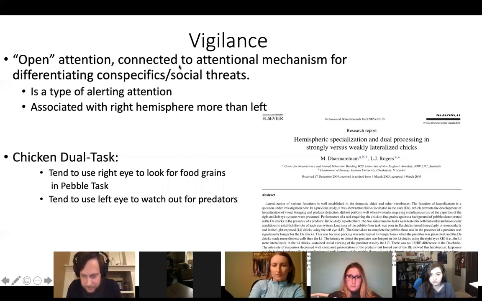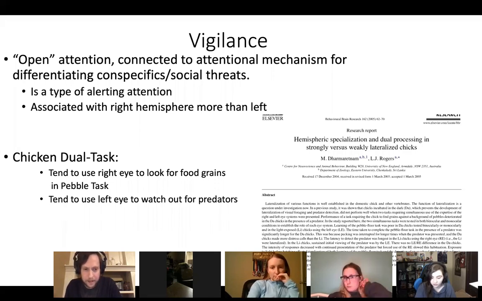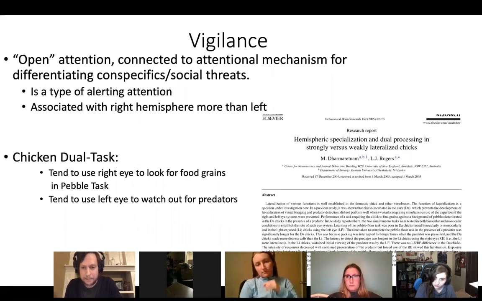Vigilance has been studied primarily with the idea that in evolutionarily older times, animals would have to leave their caves, or their forts, wherever they lived, to go find food. And when you are out finding food, you are more exposed to predators. So in theory, we've evolved so that part of our attentional system is involved with scanning for potential threats that could occur.